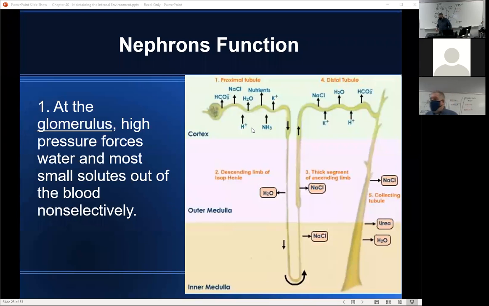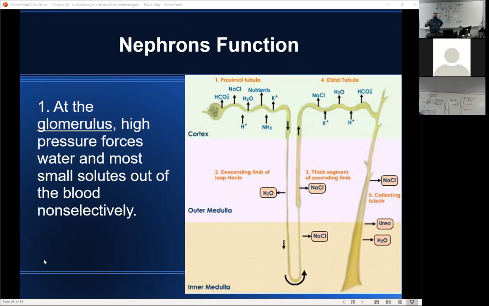Okay, so now that we know all the parts of the nephron, let's talk a little bit about nephron function. So at the glomerulus, high pressure forces water and most small solutes out of the blood non-selectively. So basically, what the kidney's job is, well, here are your kidneys. Mostly what the kidney's job is, is to filter our blood, okay? And it's going to filter out any nitrogen waste from our blood.